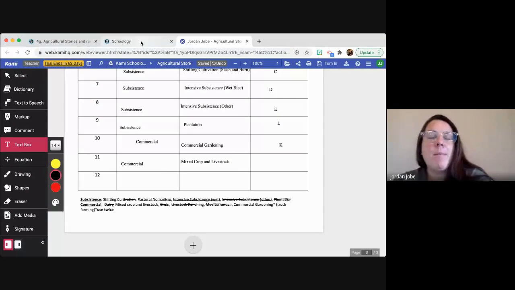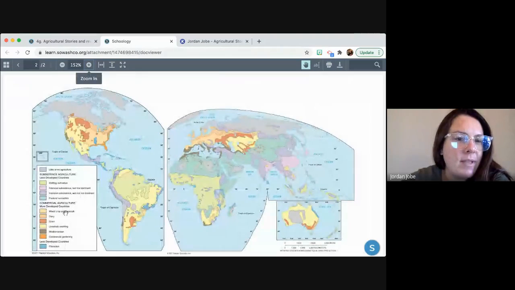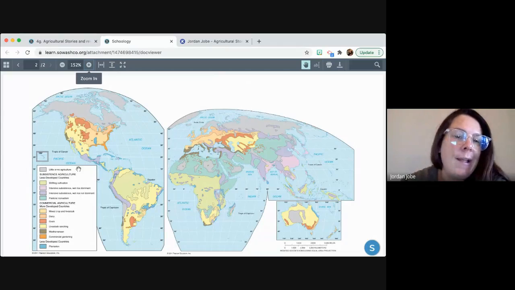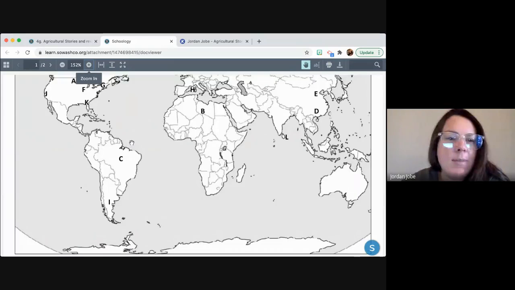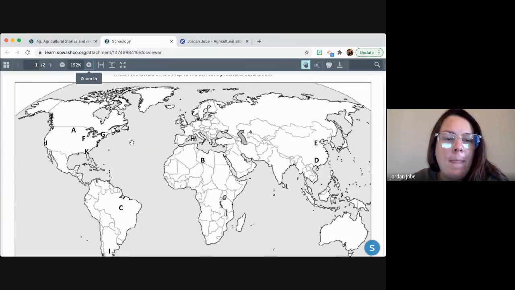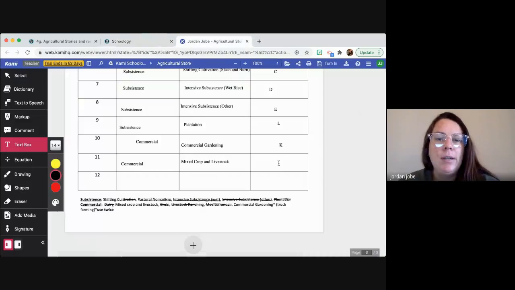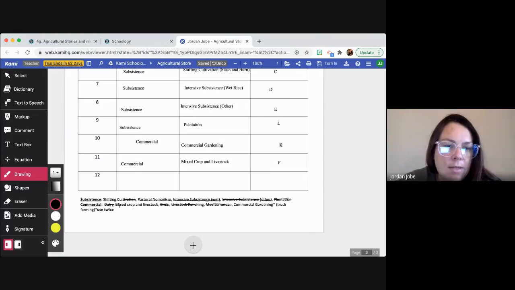And then our map location for mixed crop and livestock, this lighter orange color, is going to be in the central part of the United States. And what letter does that correspond to? F. Absolutely. Cross it off. And now we're on to the last one.